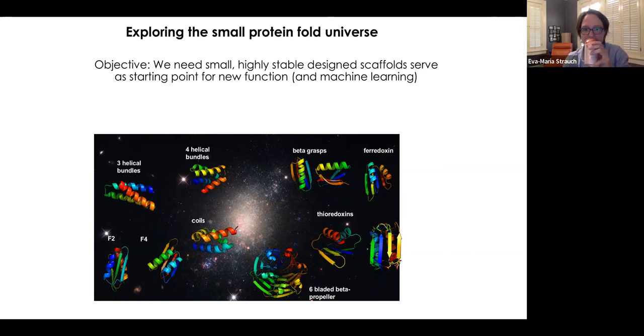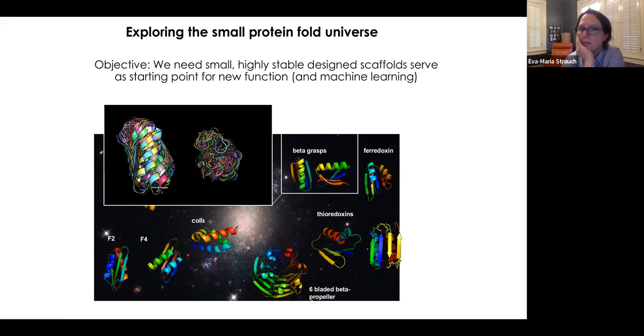So the idea here too is, we want scaffolds for new function, and also scaffolds to be able to learn a bit more about proteins and be able to fuel some machine learning protocols to increase the overall success rate of de novo design.